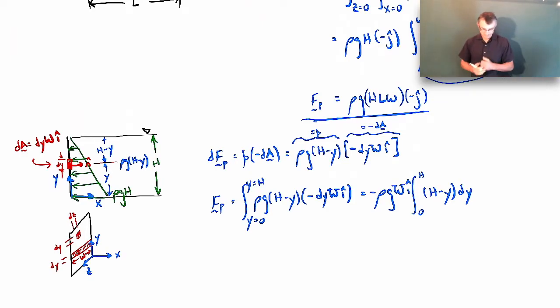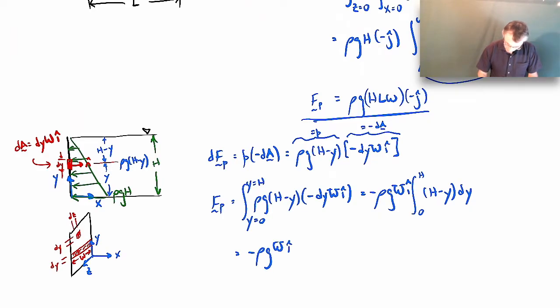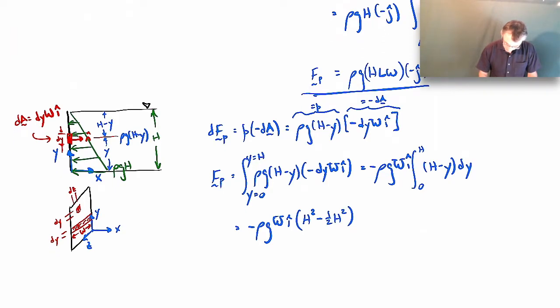So there's our integral now. So now we have to actually do the integral on the right-hand side. It's a pretty straightforward integral to do. Let me go ahead and just write it out. So when we do the first integral, it'll be a h squared. Then the next one will give us a minus 1/2 h squared. So in the end, we're going to get a minus 1/2 rho g h squared times w acting in the I hat direction.